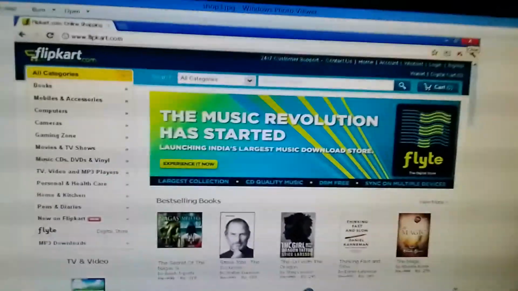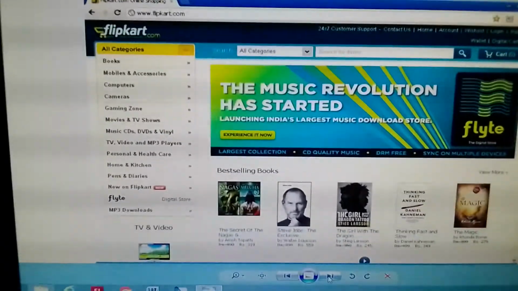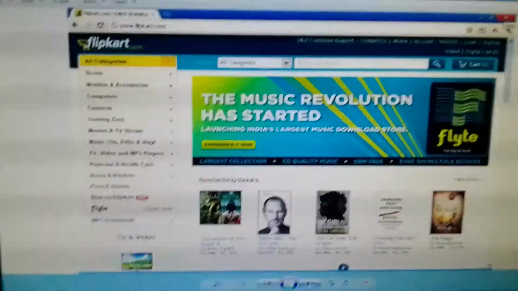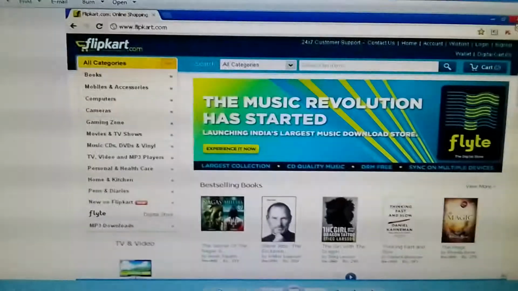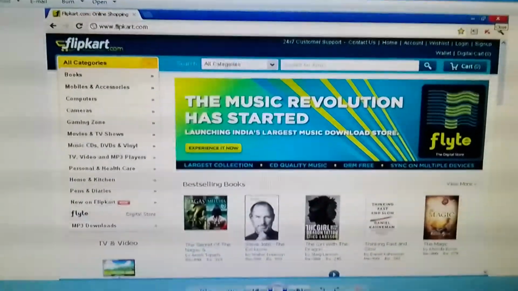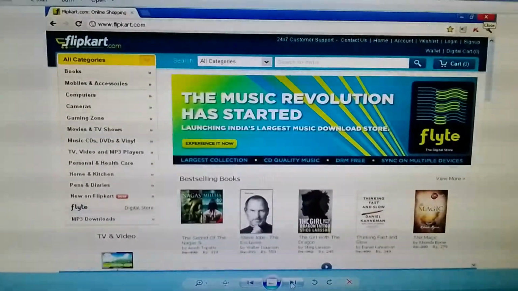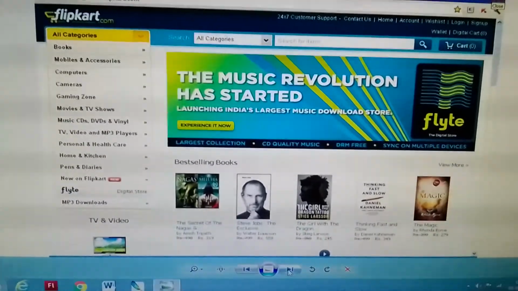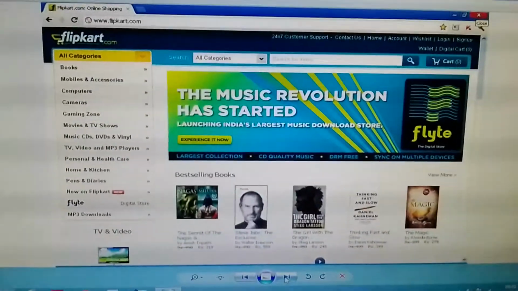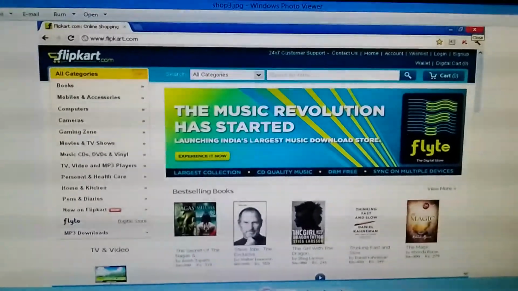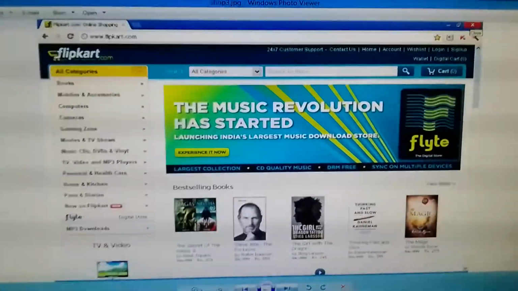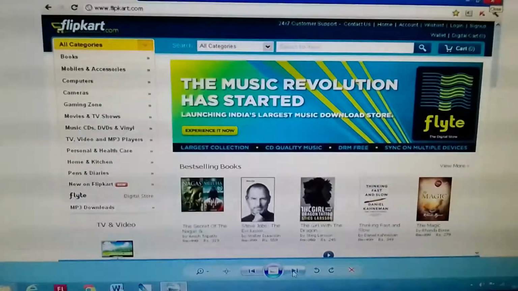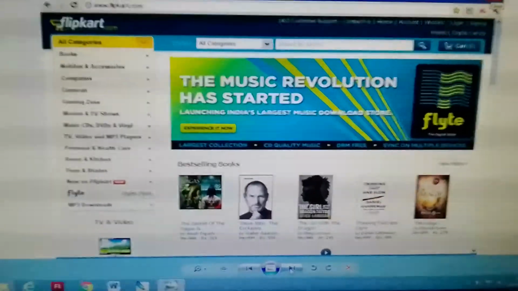So nowadays we can do shopping using our computers online. So we can do online shopping also. Some of the sites like flipkart.com, Amazon. So these sites we can use for online shopping. Okay, so we have seen how computers are used at shops and supermarkets.